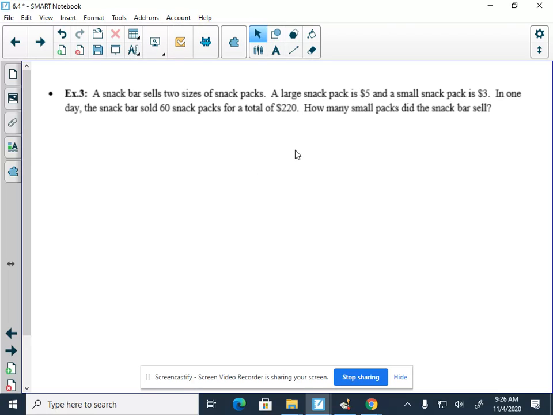A snack bar sells two sizes of snack packs. A large snack pack is $5 and a small snack pack is $3. In one day, the snack bar sold 60 snack packs for a total of $220. How many small packs did they sell?